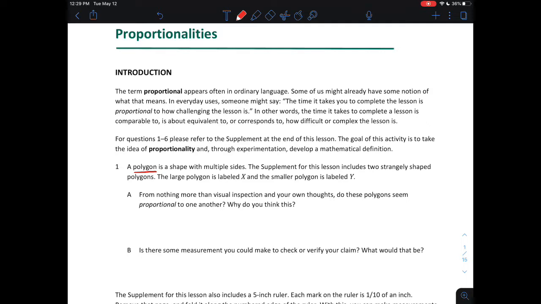Part A. From nothing more than a visual inspection and your own thoughts, do these polygons seem proportional to one another? When you're trying to think about this, maybe think about what they said about proportional. Do they seem comparable? Can you compare one to the other? Are they equivalent? Are they the same? Or do they correspond in some way?